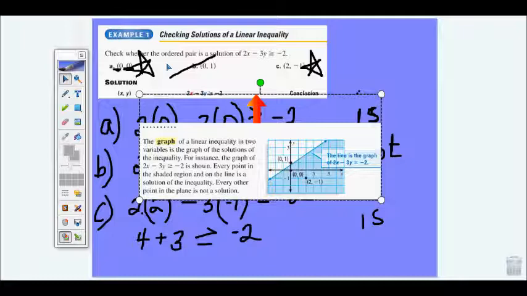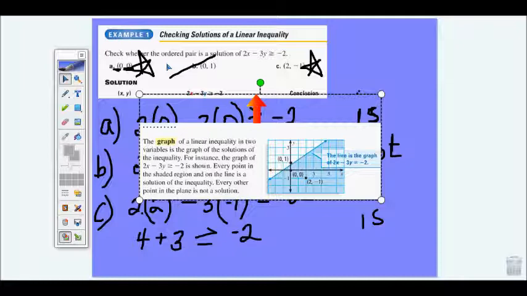Okay, so when I look at the graph here then, it says the line is the graph of 2x minus 3y equals negative 2. Now remember, to graph that, you would have to put that into slope-intercept form. When we put it into slope-intercept form, then we'd be able to graph it as we have done in Chapter 5. It's a solid line because we have an equal. It's a greater than or equal to. So it is that equation.